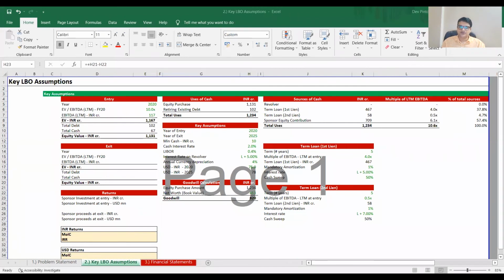Wait, 1 minute. Sorry. I just made a small error here. It shouldn't be the total uses. It should be the equity purchase amount, which should be this. My bad. So goodwill will be this much.